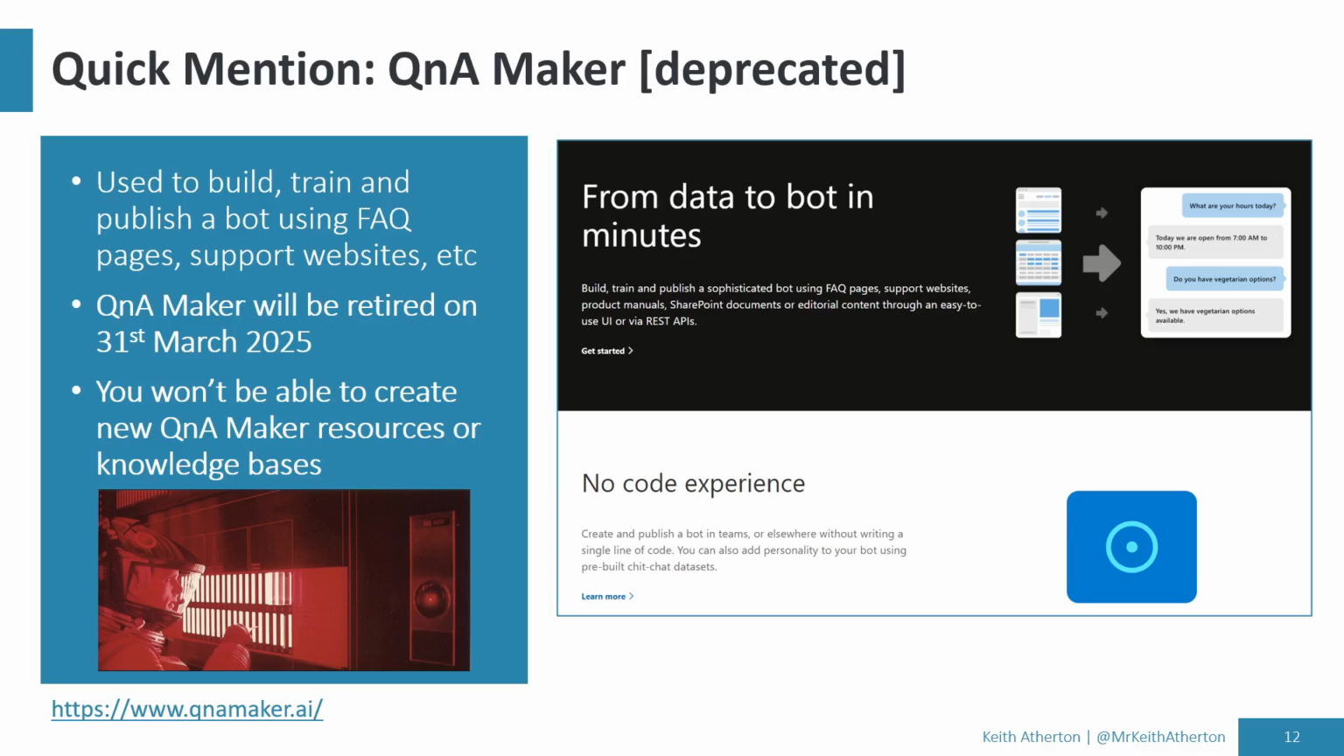So a few quick mentions before we carry on with the demo. First up really is QnA Maker. This was a Microsoft service that was previously used as almost like an all-in-one place where you could go to QnAMaker.ai. You could use it to build, train and publish a bot all in one place using FAQ pages, which again have these question and answer pairs. You could use support websites and so on. It could scrape all that information and provide it as a bot. It was really, really powerful.